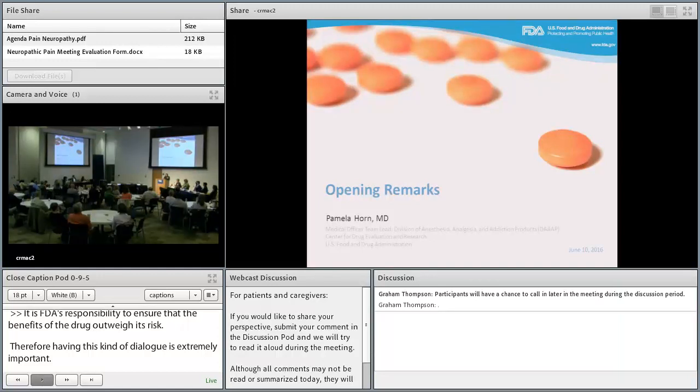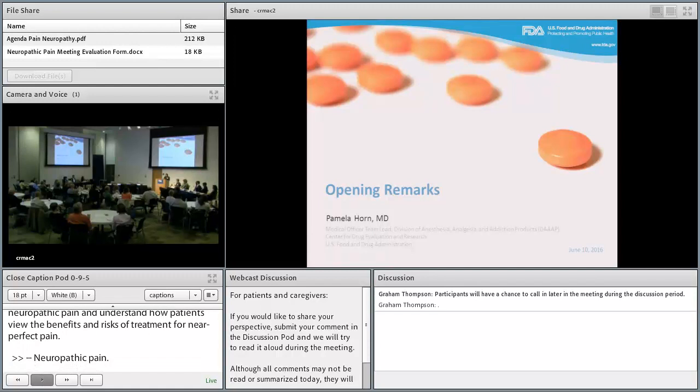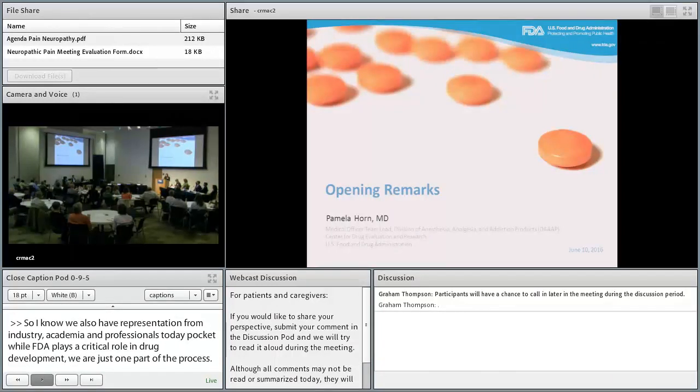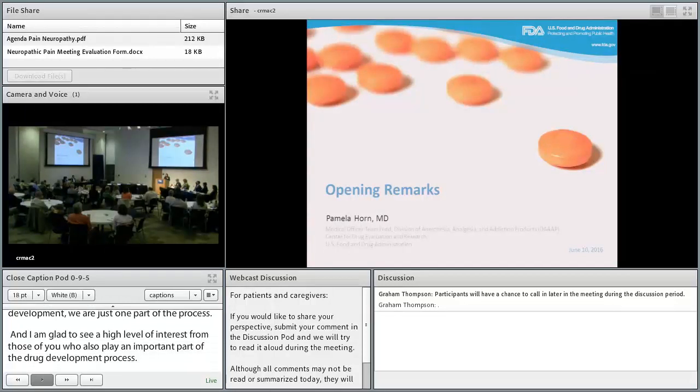So I know that we also have representation from industry, from academia, and some healthcare professionals today. And while FDA plays a critical role in drug development, we're just one part of the process, and I'm glad to see a high level of interest from those of you who also play an important part of the drug development process. FDA protects and promotes public health by evaluating the safety, effectiveness, and quality of new drugs, but we do not develop drugs or conduct the clinical trials ourselves.